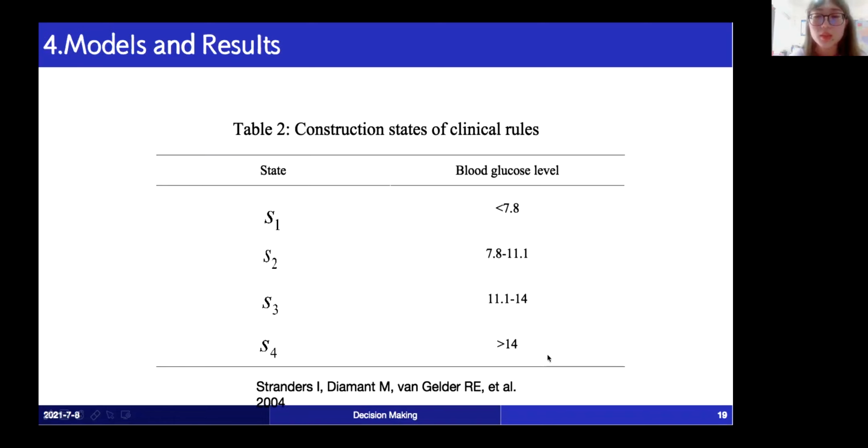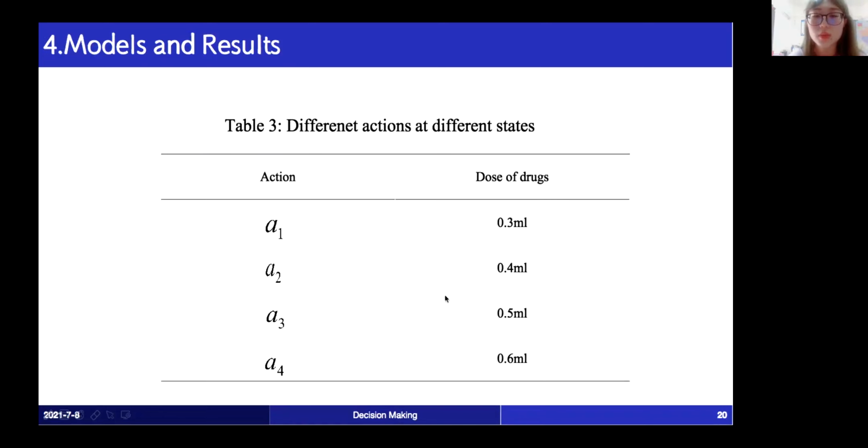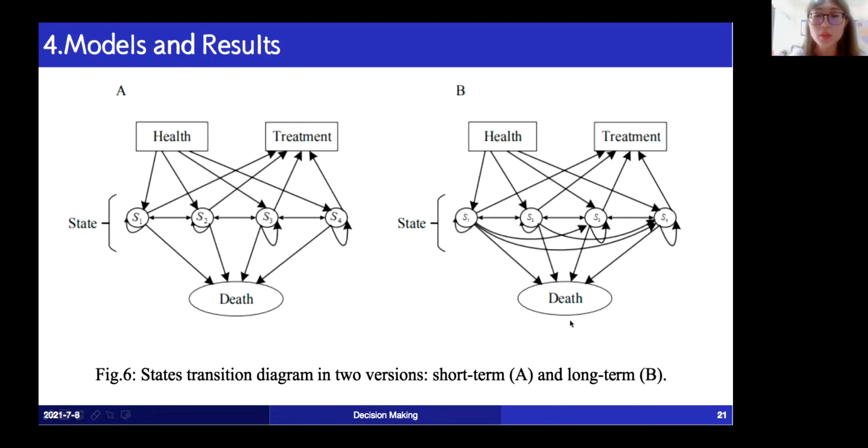In my study, the state is divided into 4 levels according to blood glucose. The action is divided into 4 levels according to dose of drugs. Considering the data granularity, the state transition process can be divided into 2 versions, long-term and short-term. In the short term, the state transition only occurs between adjacent or same states, and in the long-term version, the state transition can occur between any 2 states.